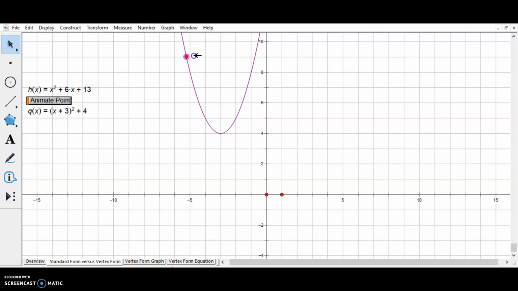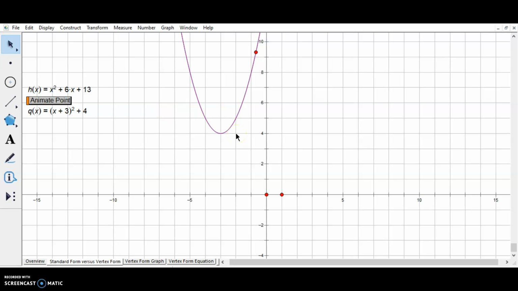So take our point that we animated earlier, bring it over here, and we're going to follow that point and watch as it goes all the way around the parabola. It's tracing h of x, and if it traces the whole thing, then we know that h of x and q of x must be the same. So let's watch. Well, that looks pretty good to me.